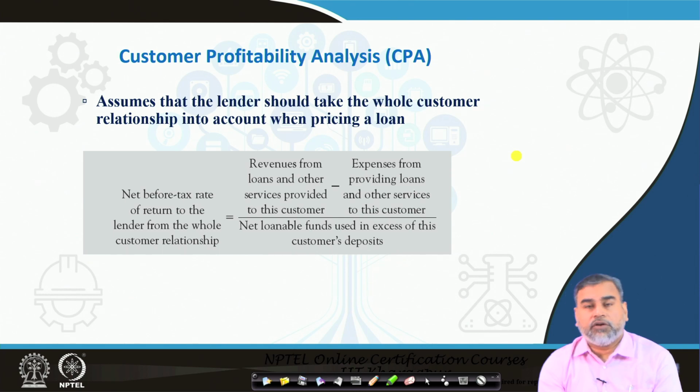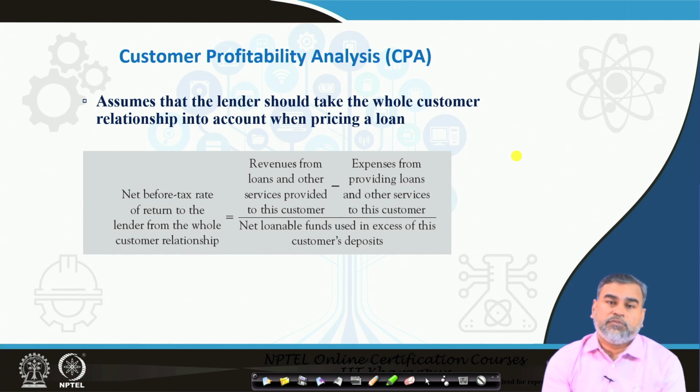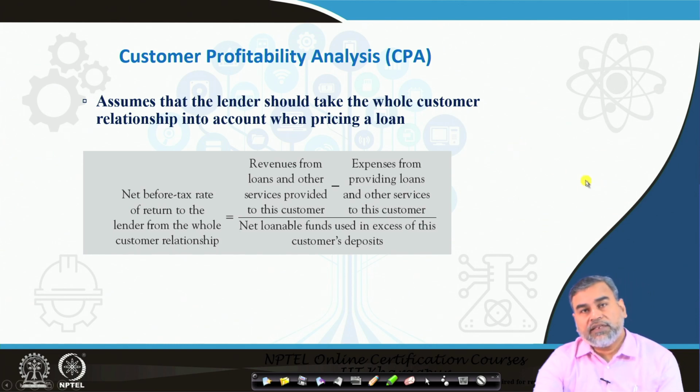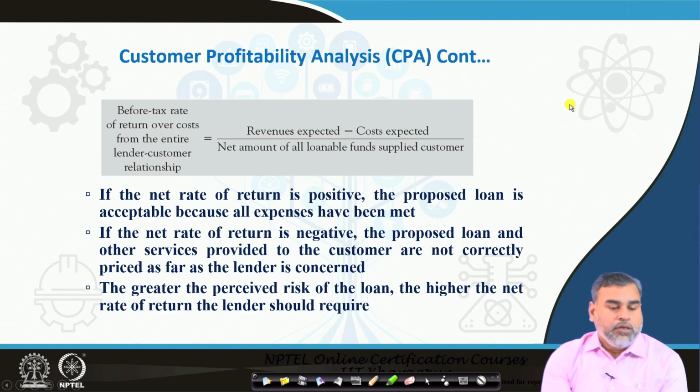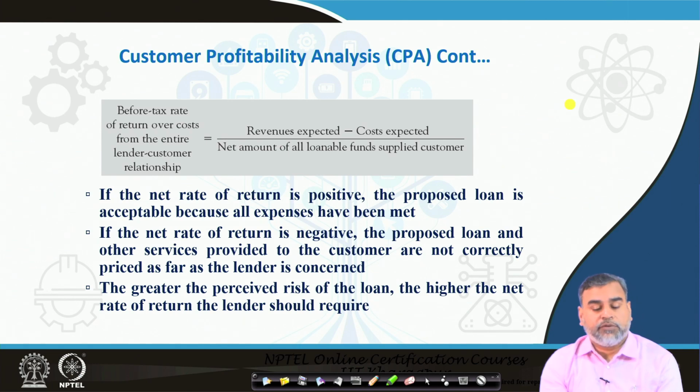So, instead of only talking about an individual cost plus pricing model, they can go for an aggregate customer profitability analysis to decide how much price they can charge for that particular loan. If the net rate of return is positive, then the proposed loan is acceptable because all expenses have been met. If the net rate of return is negative, then the proposed loan and other services provided to the customer are not correctly priced as far as the lender is concerned, and the greater the perceived risk of the loan, the higher the net rate of return the lender should require.